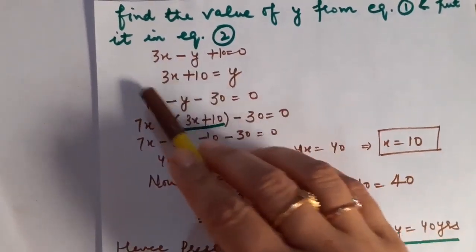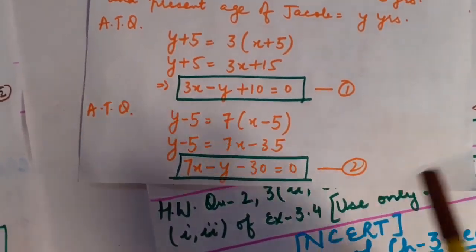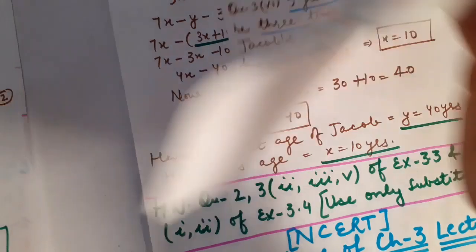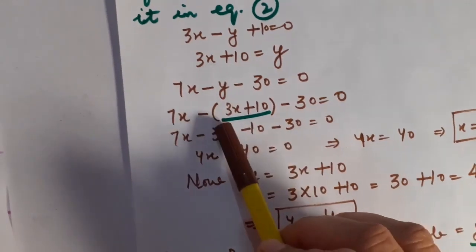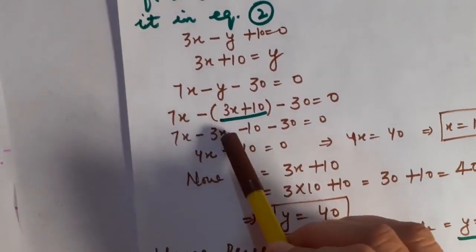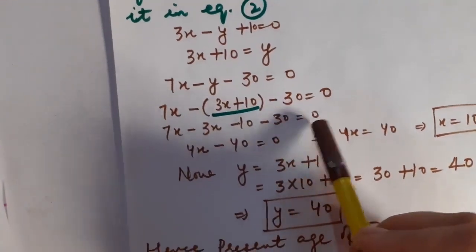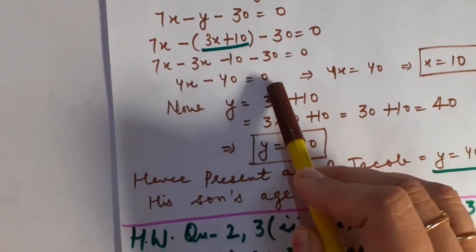Now I am going to insert this value in which equation, children? This was equation number 2, that is 7x minus y minus 30 is equal to 0. So see this. I am going to put the value of y in it. This is 3x plus 10. This is 7x minus 3x minus 10 minus 30 is equal to 0. What has it become? 4x minus 40 is equal to 0.